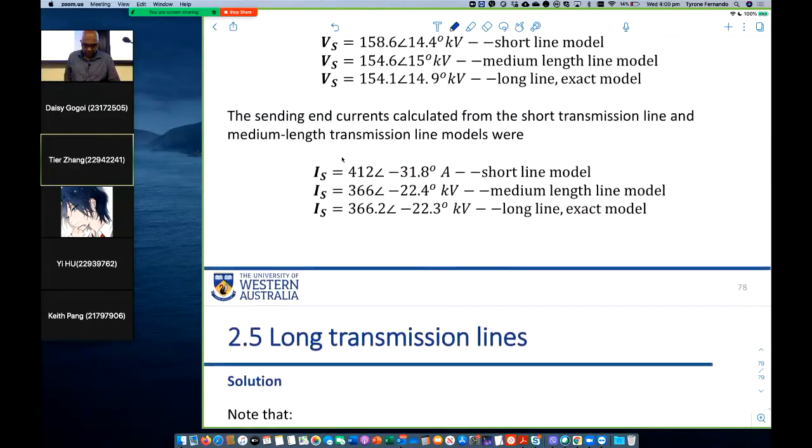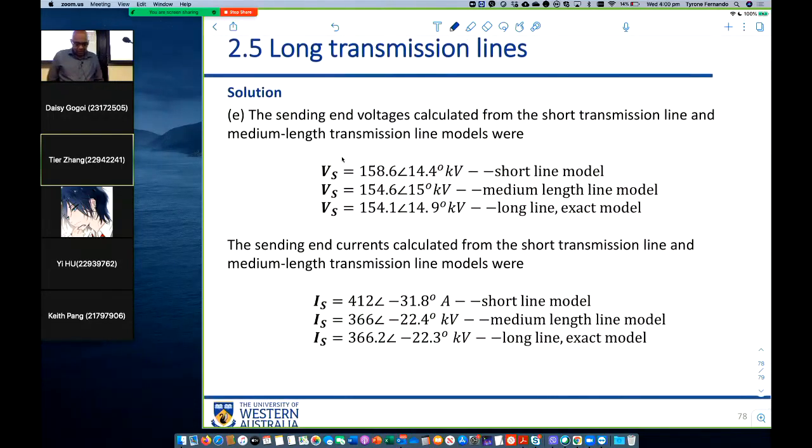So here are some comparison values that we have got. The sending end voltage, when we use the short transmission line, was 158. When you use the medium length transmission line model, it was 154. But when we use the long transmission line, the exact model, it's still 154. So you can see the medium length transmission line model is adequate for this because of the length of the line, 140 kilometers. This demonstrates that.